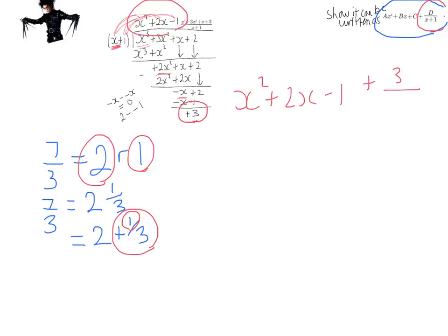And the remainder is put over what I was dividing by. So I was dividing by 3, and that's why there's a 3 on the bottom. So what was I dividing by? I was dividing by x plus 1. And so sometimes you'll see them ask for it in that form. Okay, there we go, done.